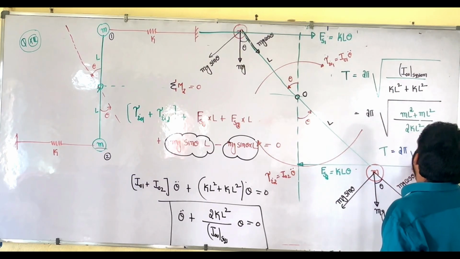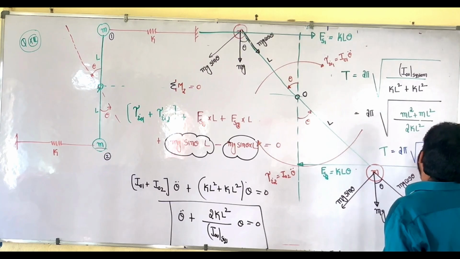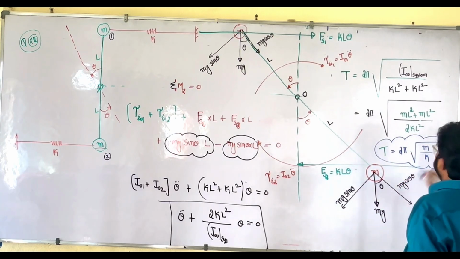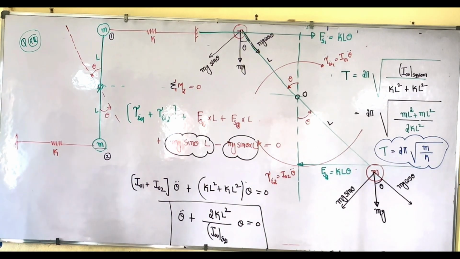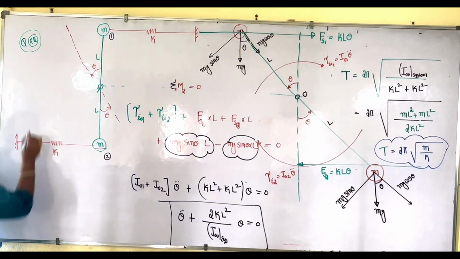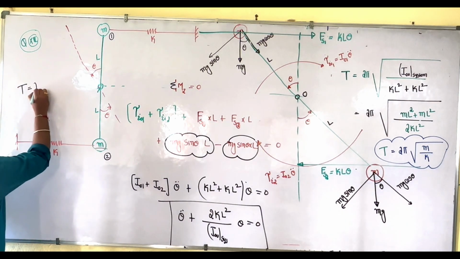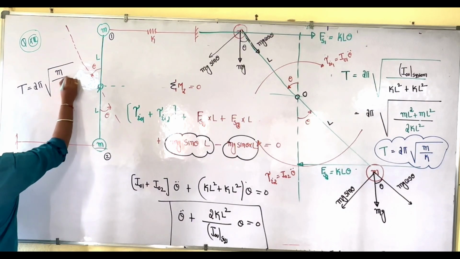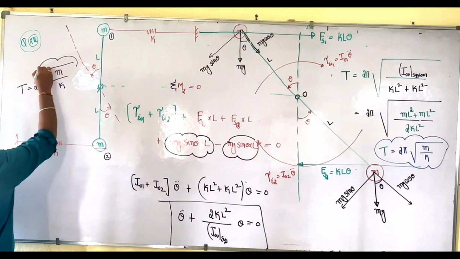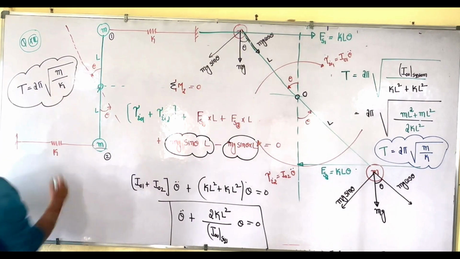So finally, what is the time period of oscillation for the given double pendulum problem? 2 pi square root of M by K will come. This is the problem based on a double pendulum, two pendulums. T equals how much? Final answer: 2 pi square root of M by K.